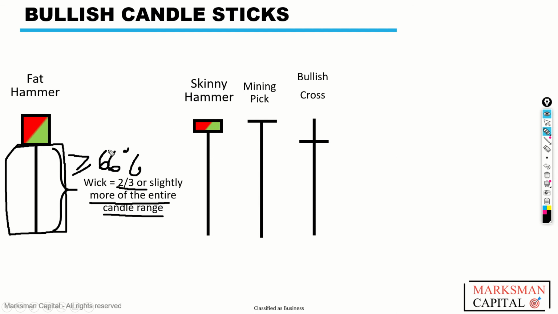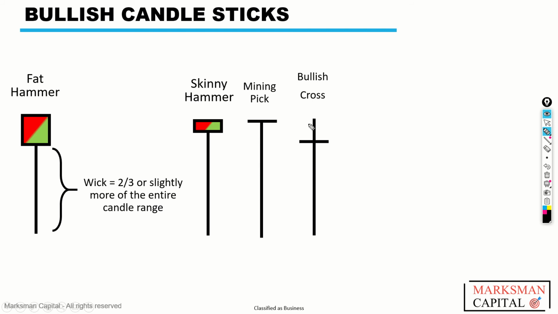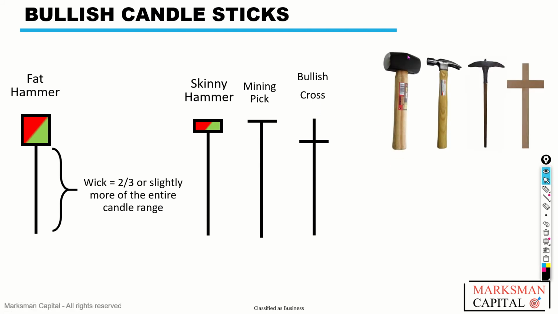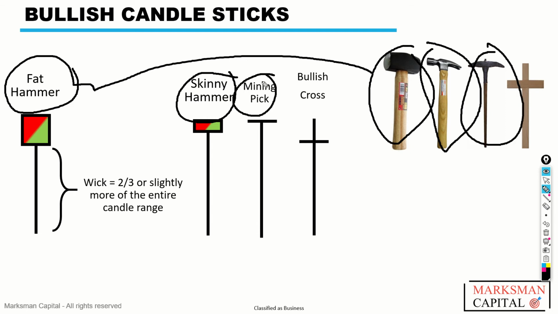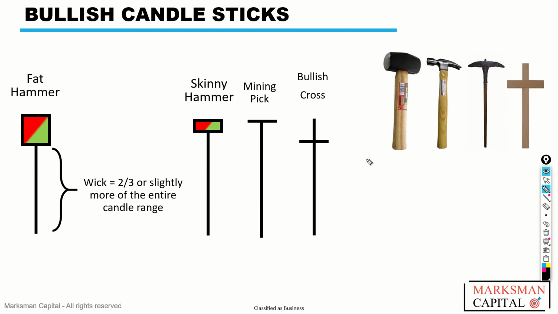Alright, so of course this is on the fat hammer, and then you have skinny hammer, you have mining pig, and bullish cross. And even some of the traders, they call the bullish cross crucifix also as well. And of course, a bullish hammer is referring to, the fat hammer is referring to this. Skinny hammer, this one, mining pig, because it really looks like a mining pig, right? And of course, you have bullish cross right here. So they all look very similar right here. Of course, generally most people call this bullish pin bar, alright?